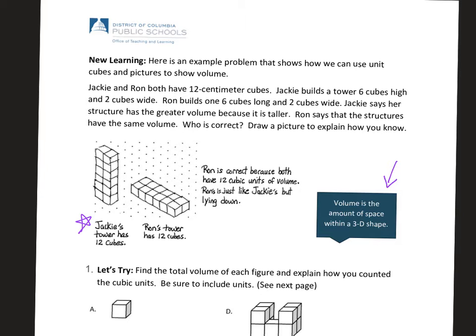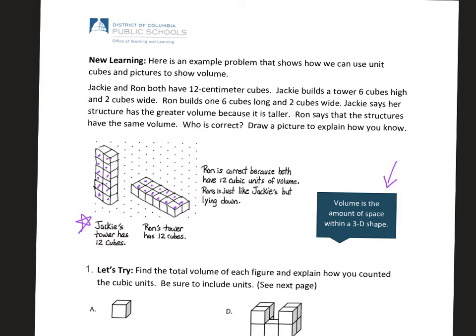Okay, so if we go back to our example, I can see that Jackie has 1, 2, 3, 4, 5, 6, 7, 8, 9, 10, 11, 12 cubes here. And hers are stacked on top of each other like a tower. And Ron has 1, 2, 3, 4, 5, 6, 7, 8, 9, 10, 11, 12, but his is on its side laying down. Okay, so technically they have the same volume. They're taking up the same amount of space. They're just, one is standing up and one is laying down.